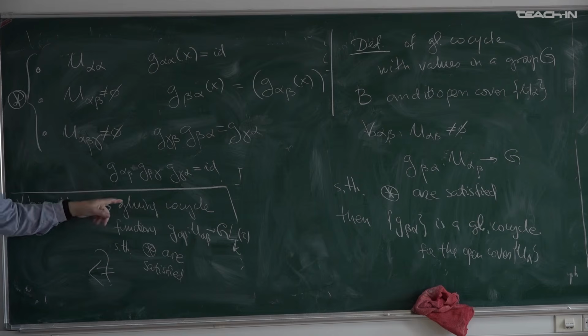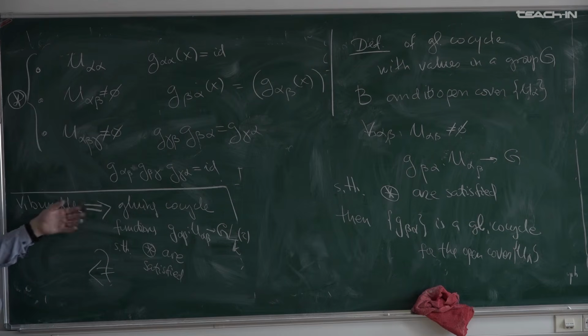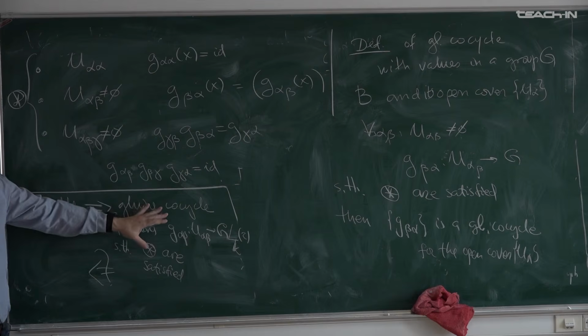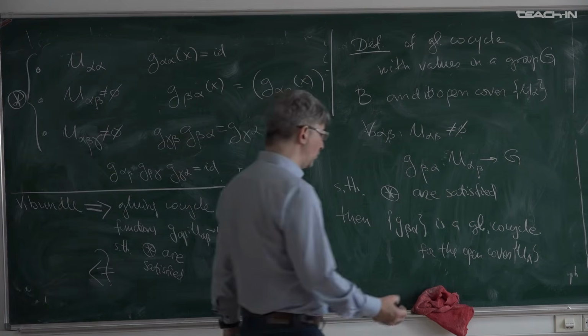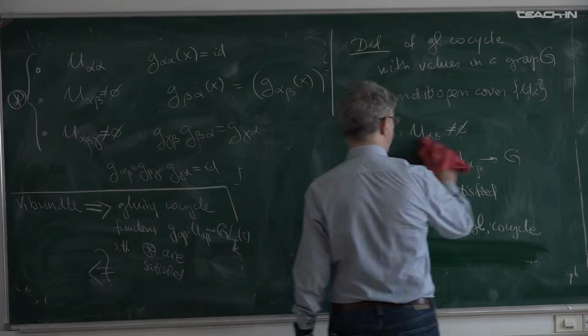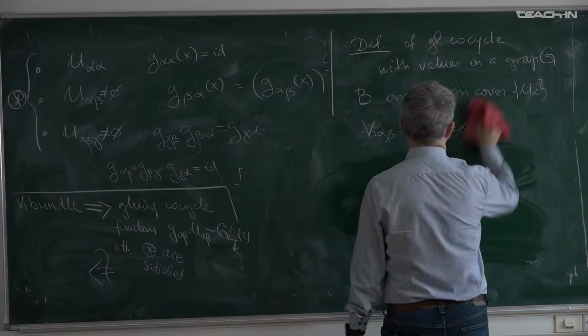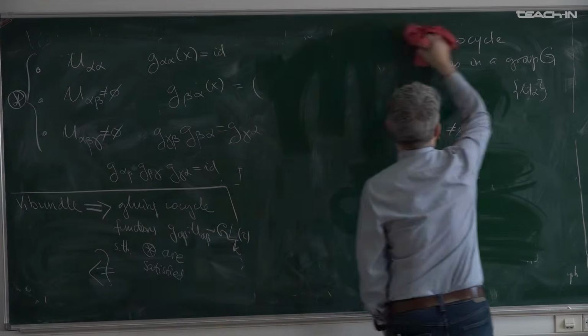The other way: assume you have a gluing cocycle and you don't know that this gluing cocycle arrived as something defined by a vector bundle. So we start from the gluing cocycle. Is it possible to construct a vector bundle? It's possible. We will construct a vector bundle with the same gluing cocycle, and this will be your first exercise. I will describe how to construct the space.